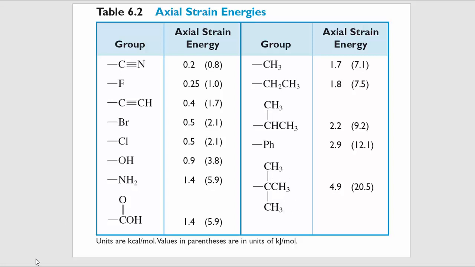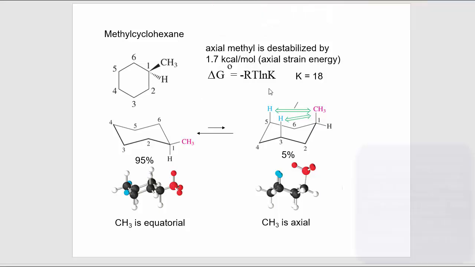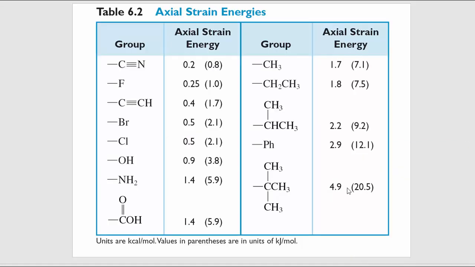How does that energy calculation work? If we're examining the case where we have methylcyclohexane specifically, the difference in energy between the methyl equatorial and the methyl axial is about 1.7 kcal per mole. But if you plug that into this equation, delta G equals minus RT ln K, what that gives you is a K value of 18, which doesn't necessarily sound like much, but what it does mean is that you have about 95% of the molecule existing with the methyl in the equatorial position and only about 5% with the methyl in the axial position. It's 95 to 5 when you have 1.7 kcal per mole. So when you have 4.9 kcal per mole, this essentially ends up being 10,000 to 1.